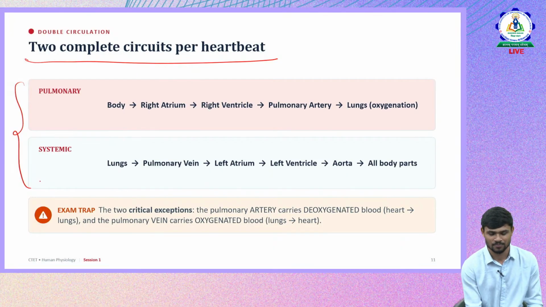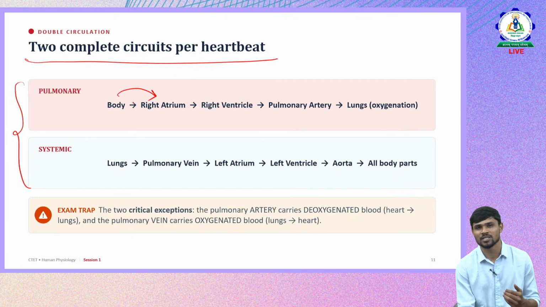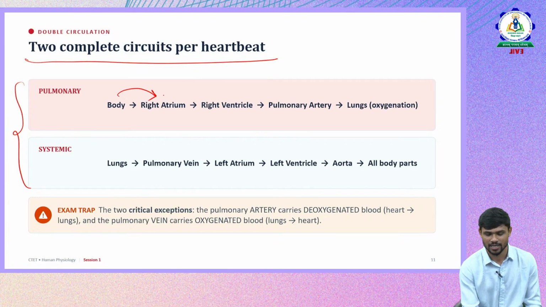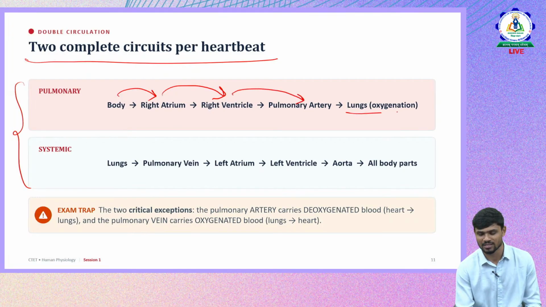Okay, pulmonary: from body to right atrium. Right means not red, so it is definitely deoxygenated blood. From the right atrium, it will go down to the right ventricle. Then through the pulmonary artery, it will go to the lungs. So it is given oxygenation here.